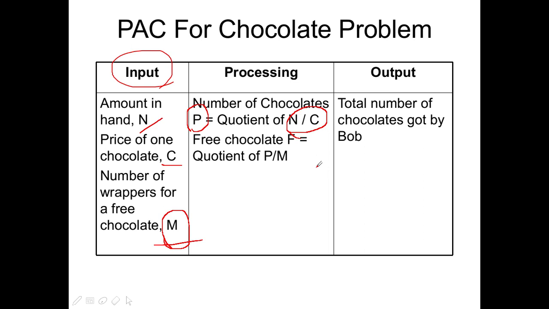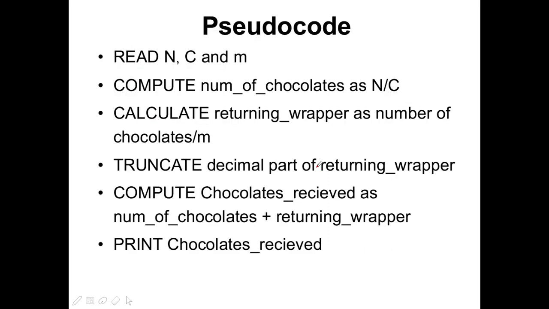So whenever you are given a problem, the first step is to do this PAC, that is the problem analysis chart, in which you have to find out what the input is, what the output is, and what the processing involved is. And this is a pseudocode, or we can say an algorithm. An algorithm is the sequence of steps involved to solve the problem. So what are all the steps that we have to follow to solve the problem?